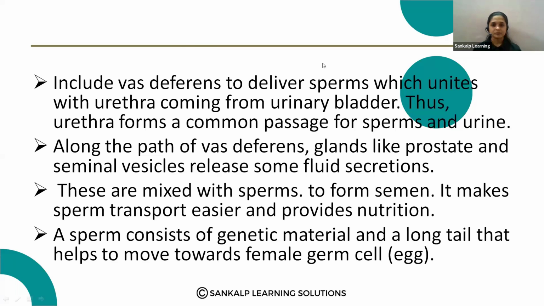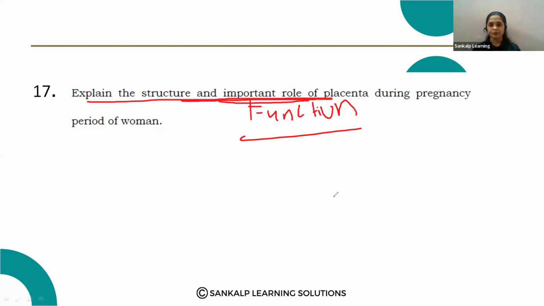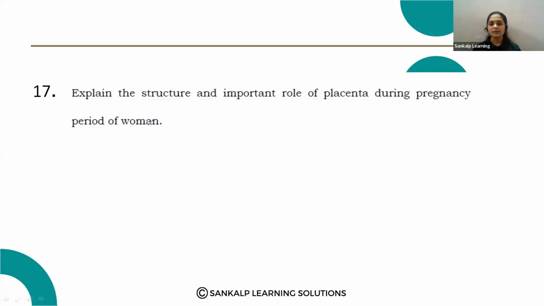Next question. Explain the structure and important role of the placenta during the pregnancy period of women. What is the structure and important role? Important role means you can write the function, what functions it performs during the pregnancy of the woman. This question was also asked in the previous year question paper. Very important. Note it down. After that, I will explain the answer.